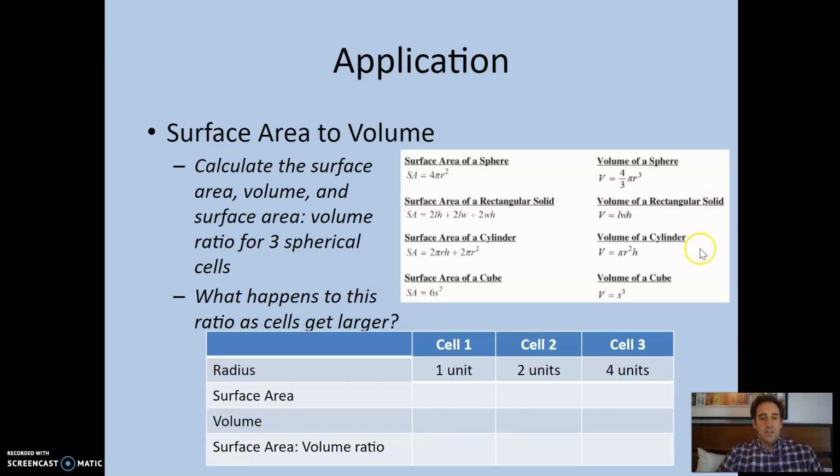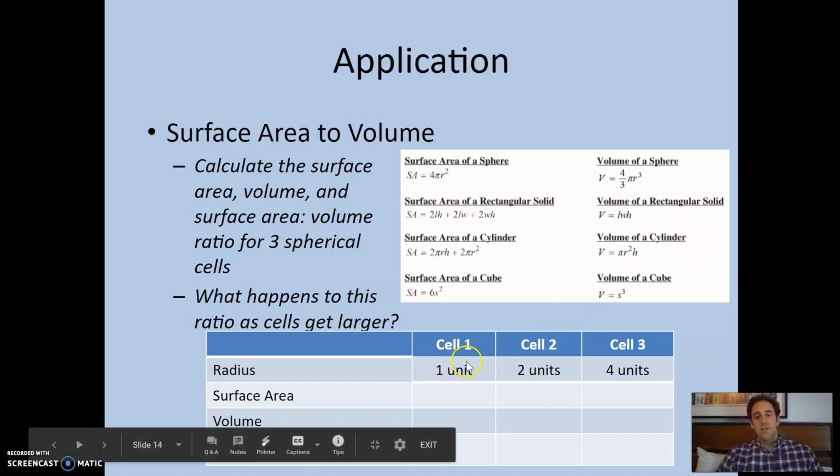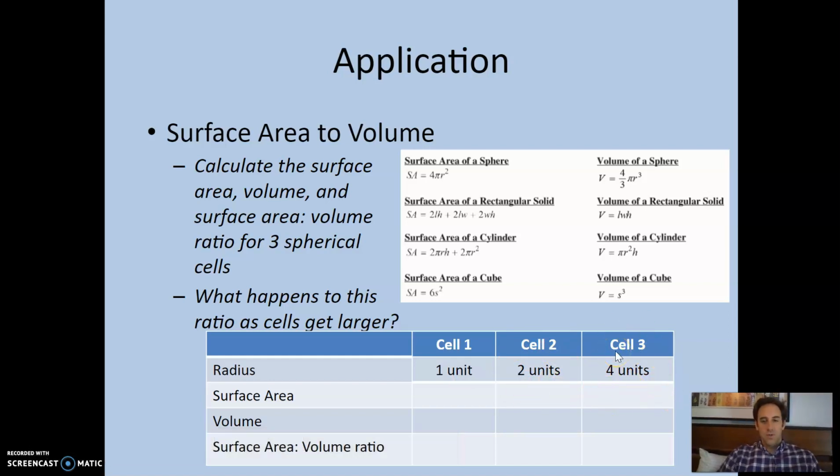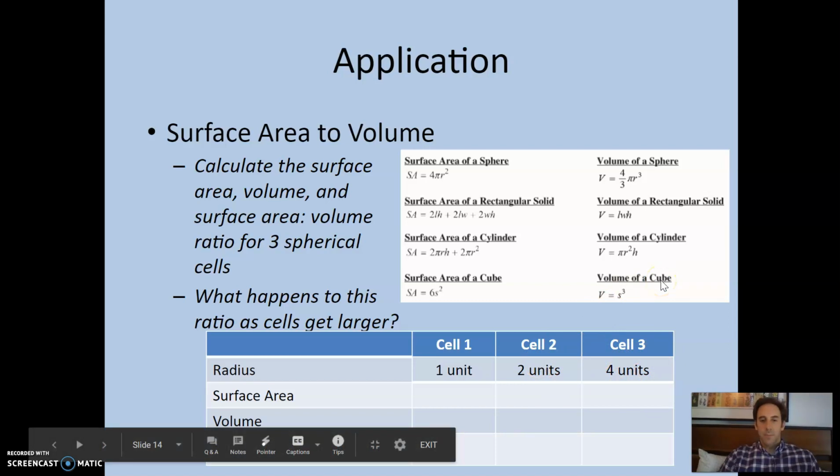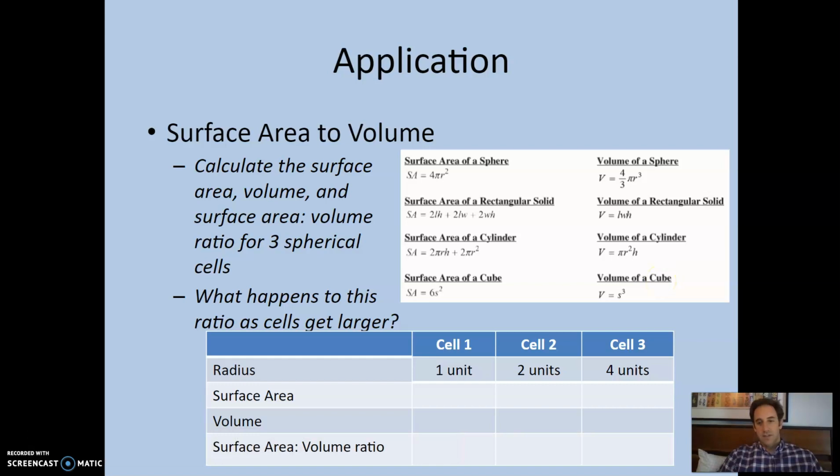So what I want you to do is this. Imagine you have 3 different cells. The first cell is relatively small with a radius of 1 unit, and we'll use an arbitrary unit of length. The second cell is intermediate, and the third cell is very large. And so what I want you to do is calculate the surface area, the volume, and the surface area to volume ratio for each of these cells.